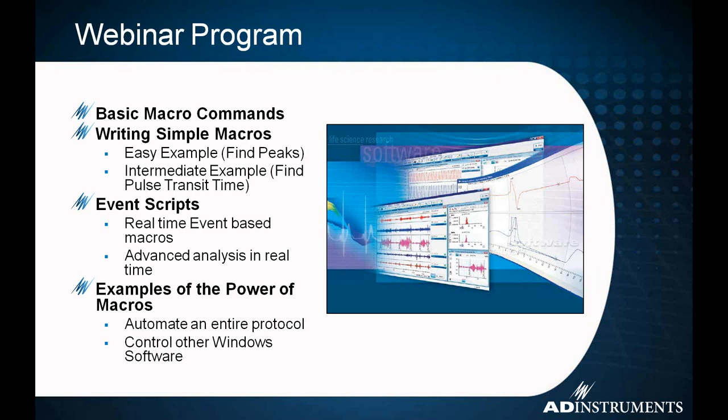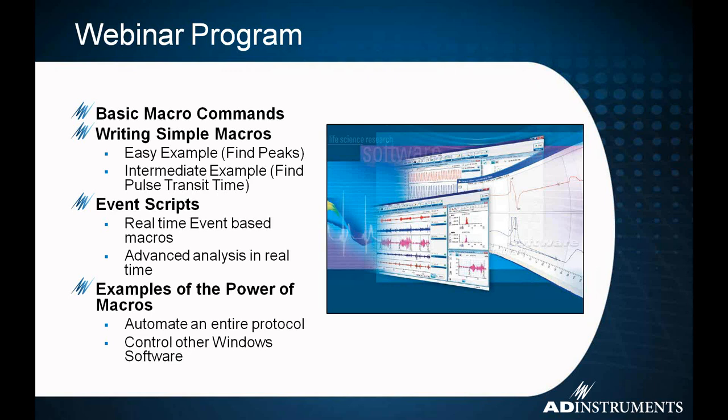We'll also talk about an intermediate example. This intermediate example is going to be finding pulse transit time, and so we're going to go through that as well. We're also going to be talking about something that's fairly new, and that is event scripting. Event scripting is going to give us the ability to write macros that operate in real time. So based on events happening in real time, we can do some sort of action and run an entire script based on what we see happening in real time.